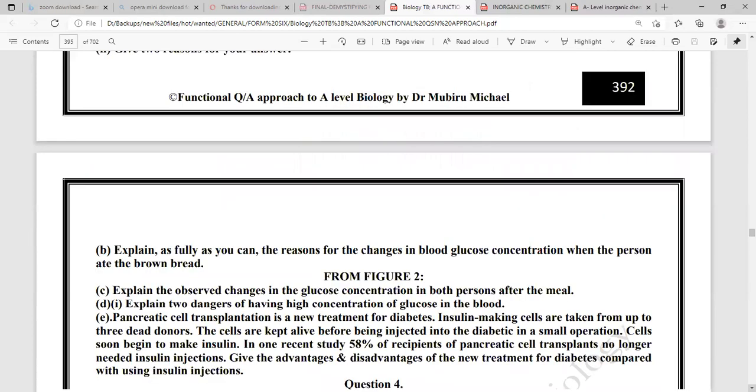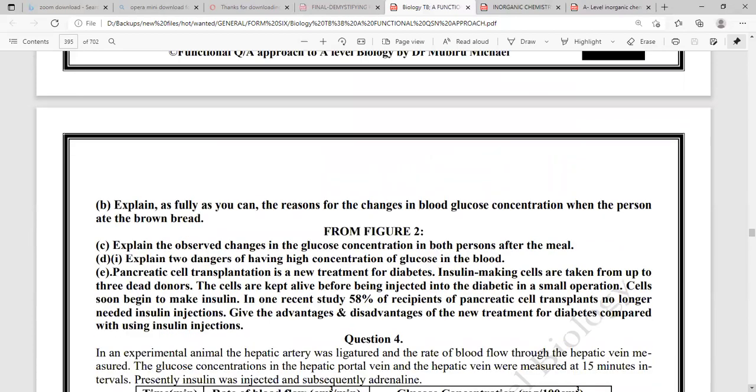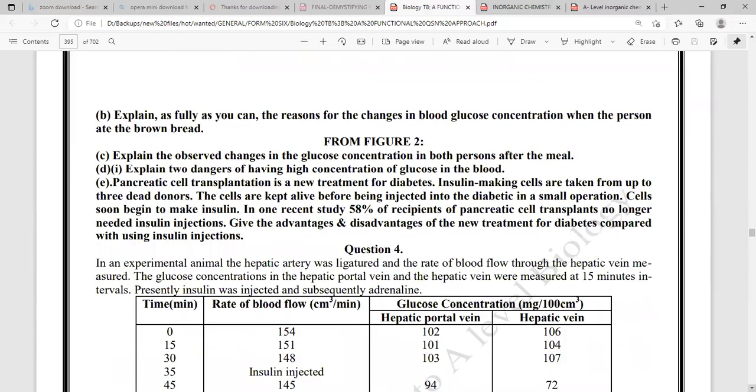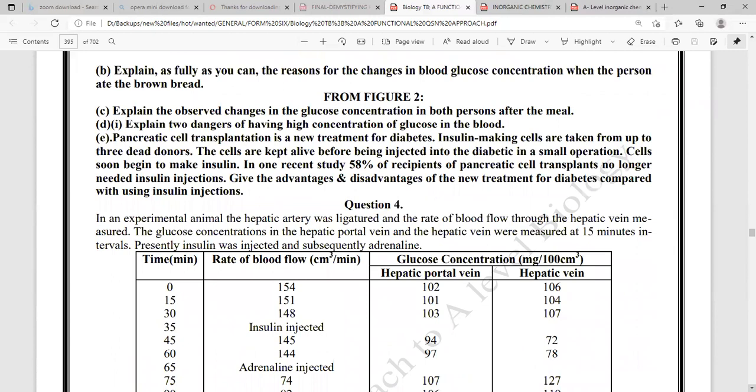Then you explain as fully as you can the reasons for the changes in blood glucose concentration when the person ate brown bread. From figure 2, you are explaining the observed changes in the glucose concentration in both persons after the meal. And then you explain the 2 dangers of having high concentrations of glucose in blood.